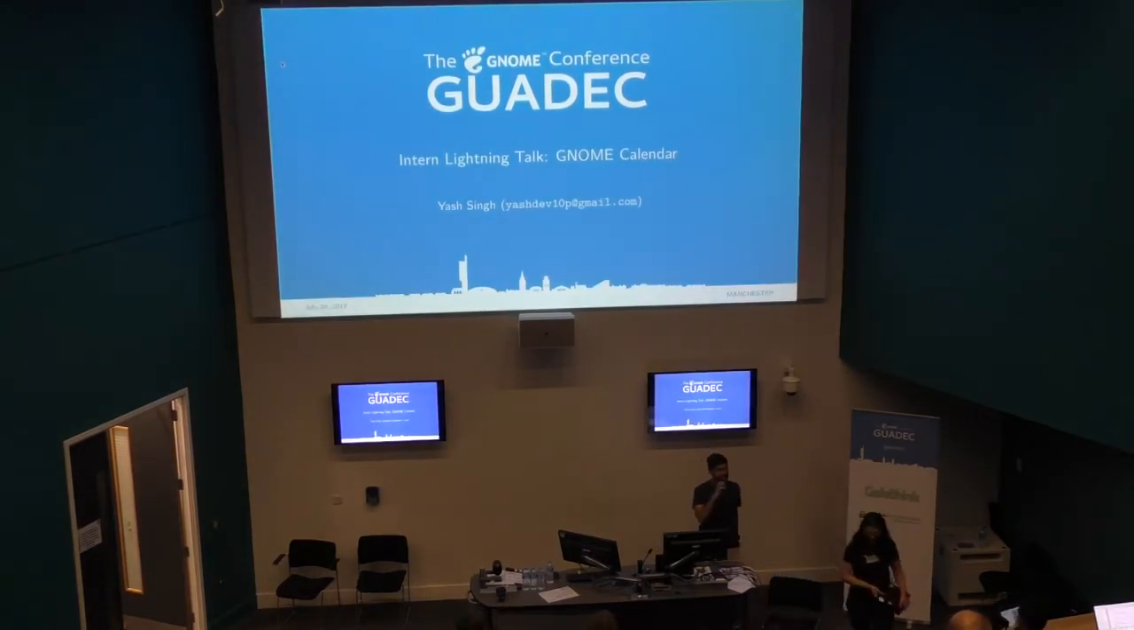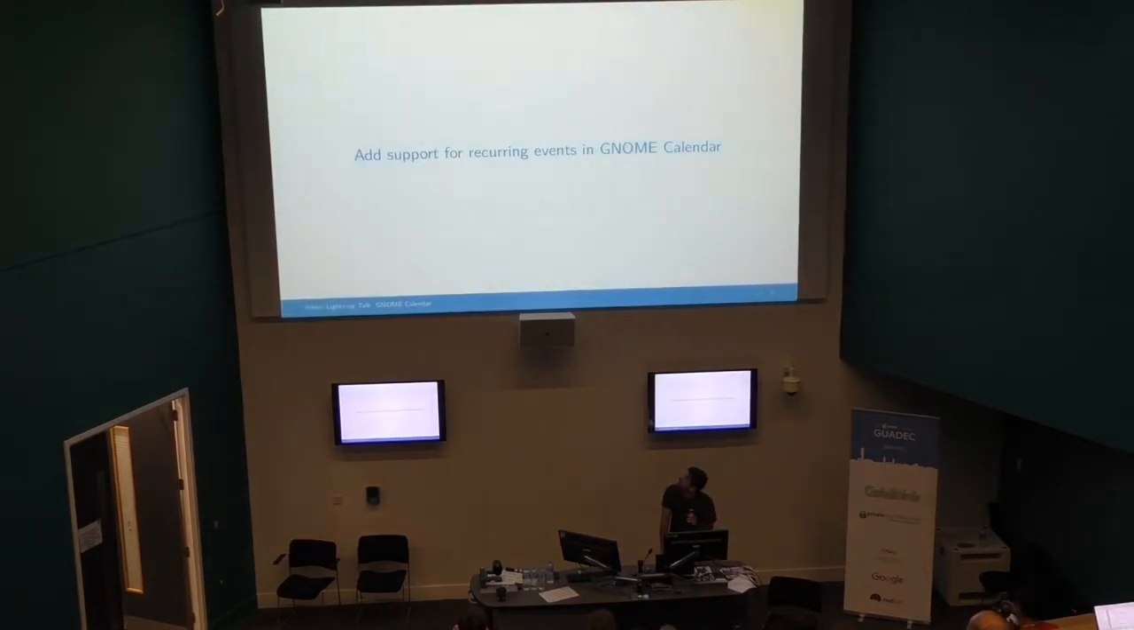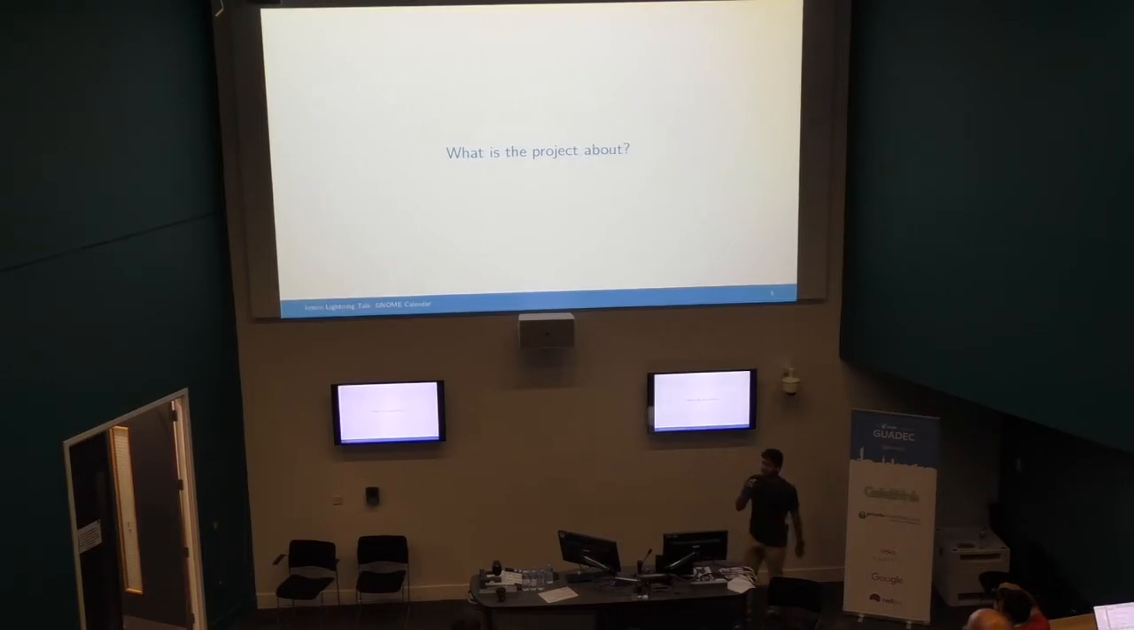Hi, everyone. My name is Yash Singh. I'm from India, and I'm doing a Google Summer of Code project on GNOME Calendar, and Georges is my mentor. So yeah, that's my project title. I have to add support for recurring events, which I think has been quite longed for by the users, but yeah, it's finally here. Some of you might be wondering, what is a recurring event?